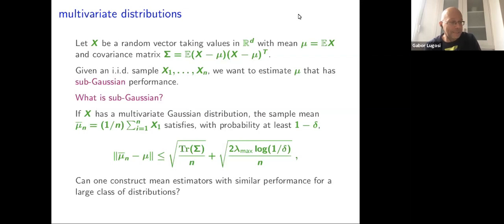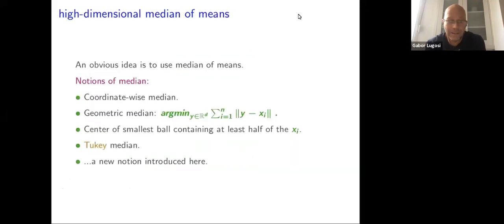So it's really nice that we have these two terms. This is somehow the expectation, and this comes from the random fluctuations. Now the natural question is, can we construct mean estimators that have this kind of performance without any assumptions of Gaussianity or anything of that sort? The answer is yes, but let's go there little by little, baby steps. Maybe the first idea that you might have is to just generalize the median of means estimator. So let's look at the high dimensional versions of the median of means.